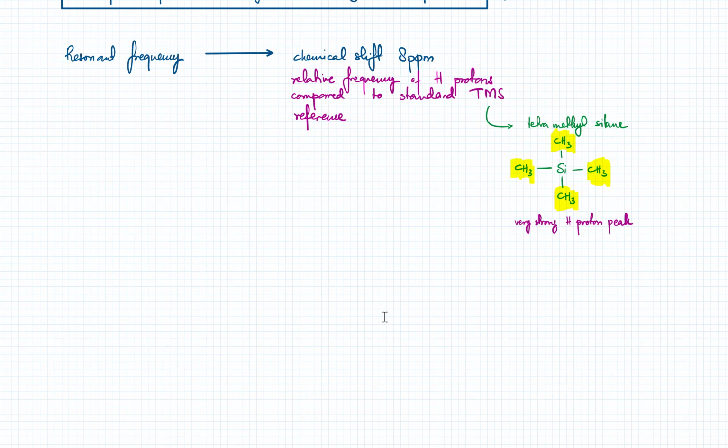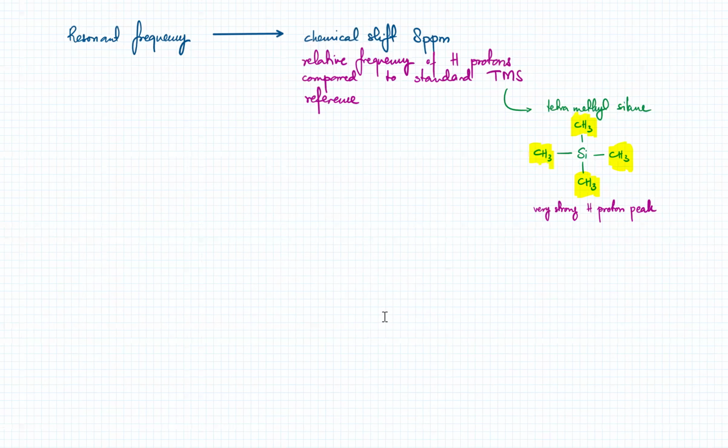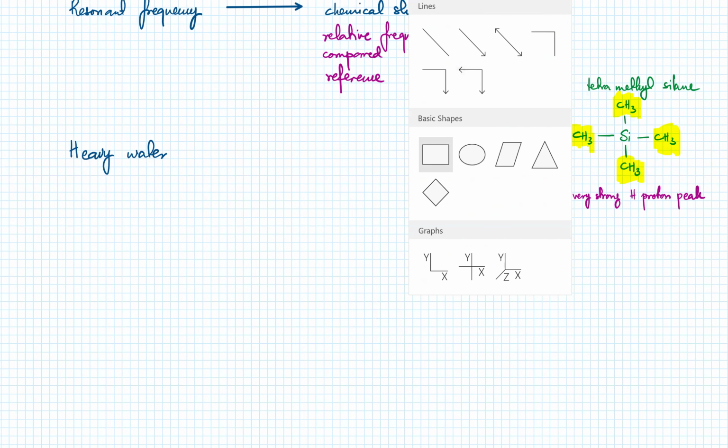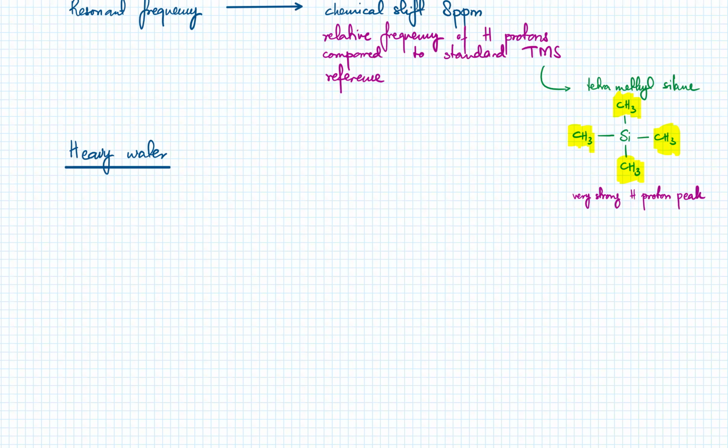The other thing, which is slightly more important, is the role of heavy water. Heavy water is D2O. And what is D2O? It contains deuterium, the other isotope of hydrogen. That's a very rare isotope, 2 and 1. This deuterium doesn't resonate.